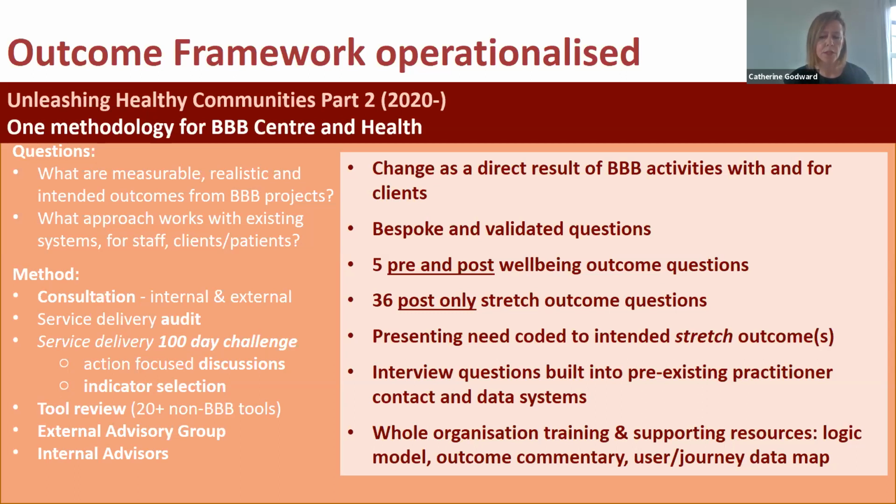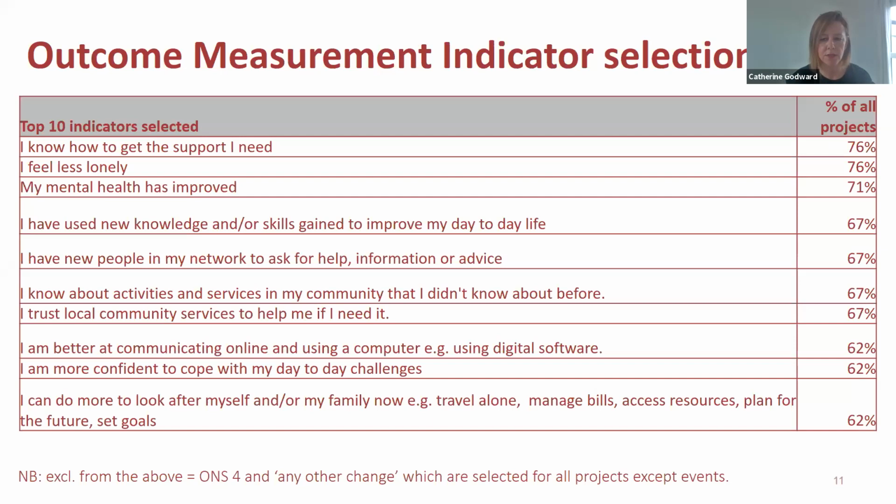Before I move on to the user journey data map, I'd like to share some of the results of the indicator selection with teams, just to give you an insight into the result of that piece of work. So the range so far amongst the different teams and different projects is up to 30. So we need to reduce those down, because anyone who's used to conducting research or engaging with people, you don't want to ask too many questions and burden people.